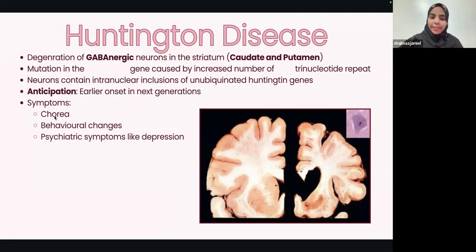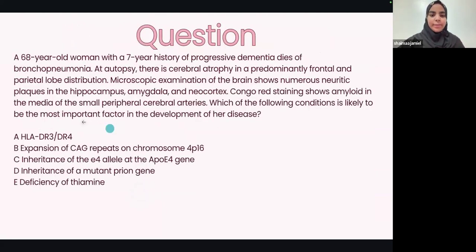And the symptoms, they have chorea, they're going to have behavioral changes like irritability and so on, and they might also have psychiatric symptoms like depression and other stuff. And they have a very high rate of suicide. It's a very disabling disease.